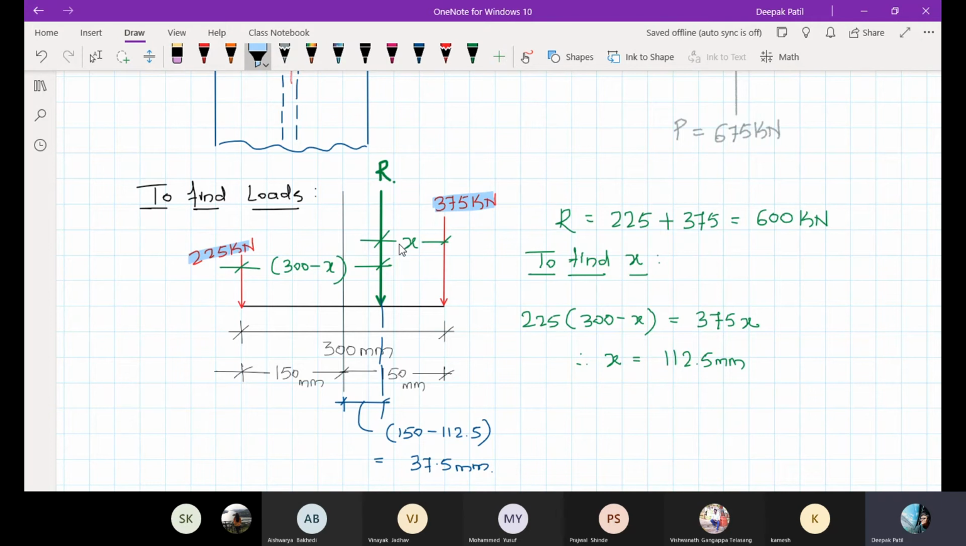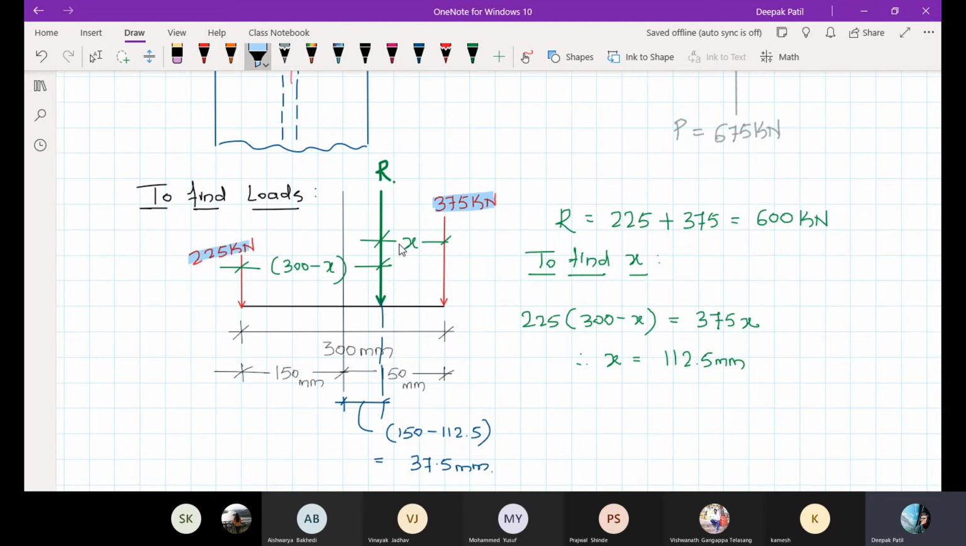I'm actually using the law of moments, which you have already studied in engineering mechanics, to calculate at what point this resultant will act. That is 225 multiplied by (300 minus x) equal to 375 into x. Both the moments I'm equating. And I came to know that x is 112.5 millimeters. It means this resultant is acting at a distance of 112.5 mm from this side.